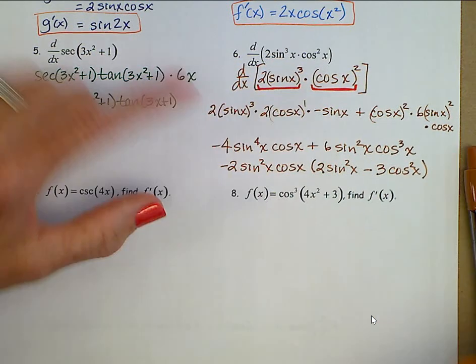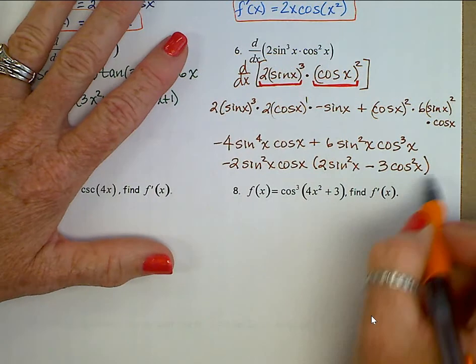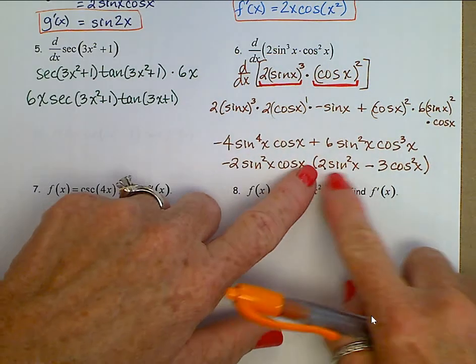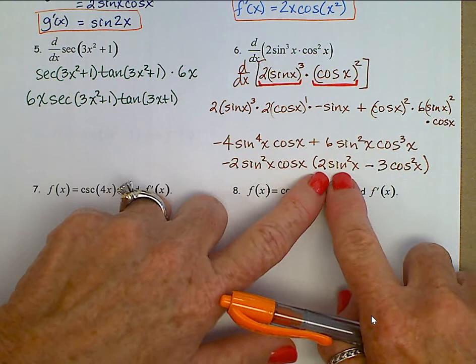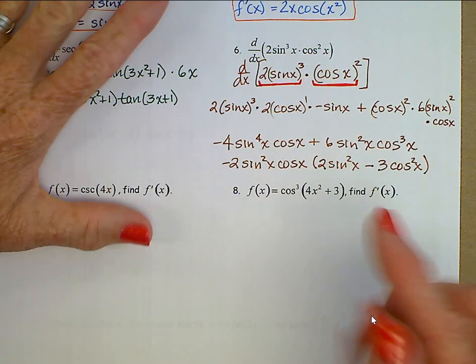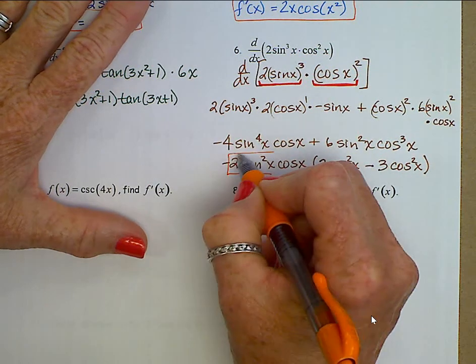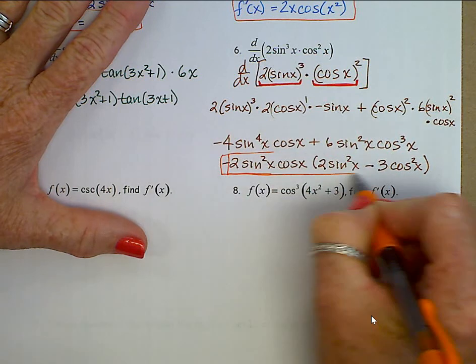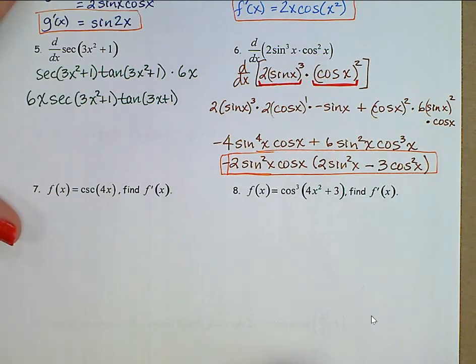And sadly, nothing simplifies. The 2's and 3's, if those weren't there, then we could maybe do something with sine squared minus cosine squared, but nothing happens here. So we are done right there. That was it. There's your derivative.